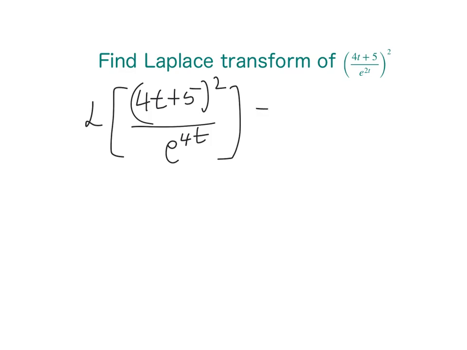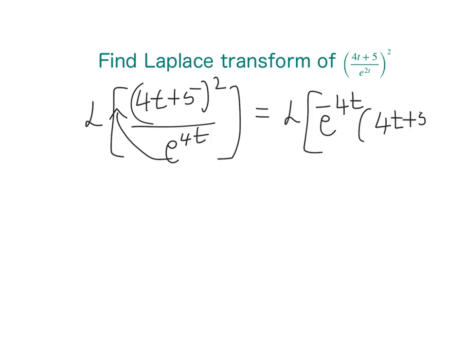And this can be written as Laplace transform of e power minus 4t, taking this to the numerator, then (4t plus 5) whole square. So this is in the form of e power at into f of t. Whenever we observe e power at into the function of t, we need to apply the first shifting property.